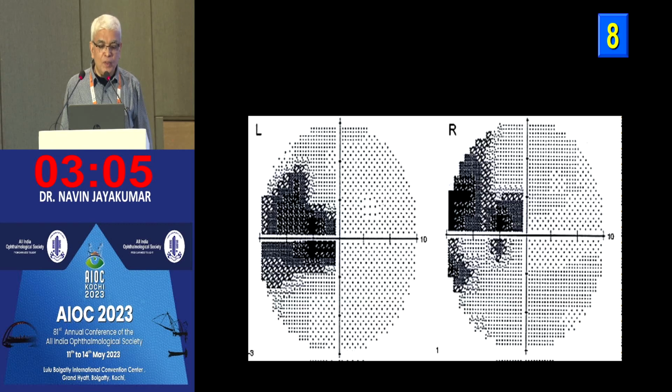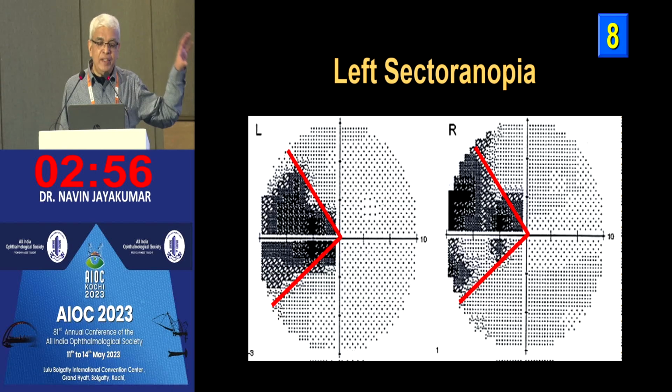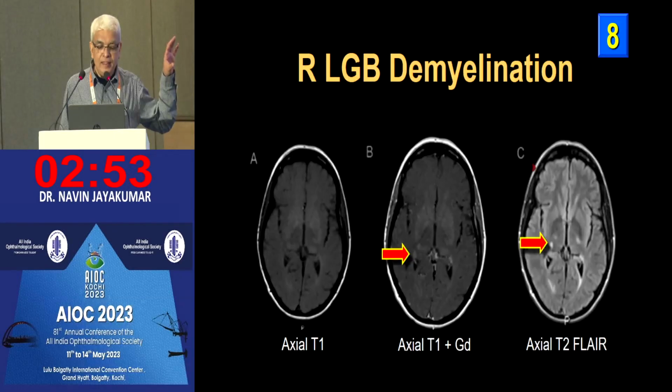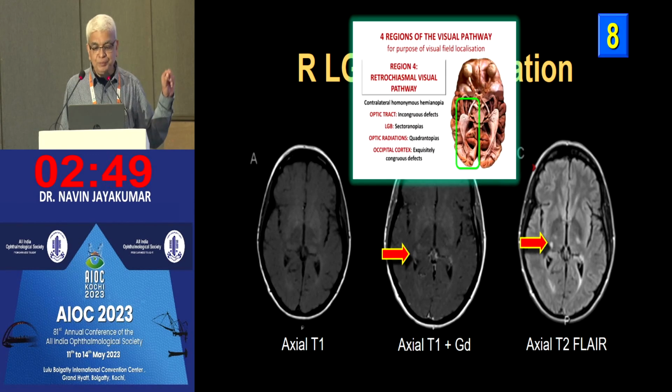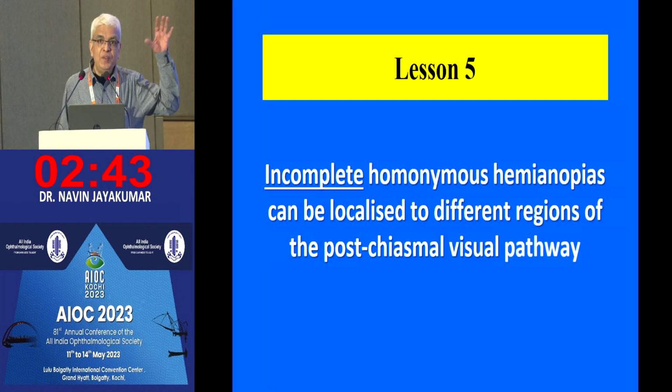Now we move on to homonymous defects, and here you can see this defect, which is not a complete defect. It's not even a quadrant, it is a sector, and these are very typical of lateral geniculate body lesions. Here is another picture. So this is the retrochiasmal area. We are in the region of the homonymous hemianopias now. So when you have incomplete, the entire hemifield is not involved, then you can make some assumptions as to whether it is LGB or tract or radiations or cortex.